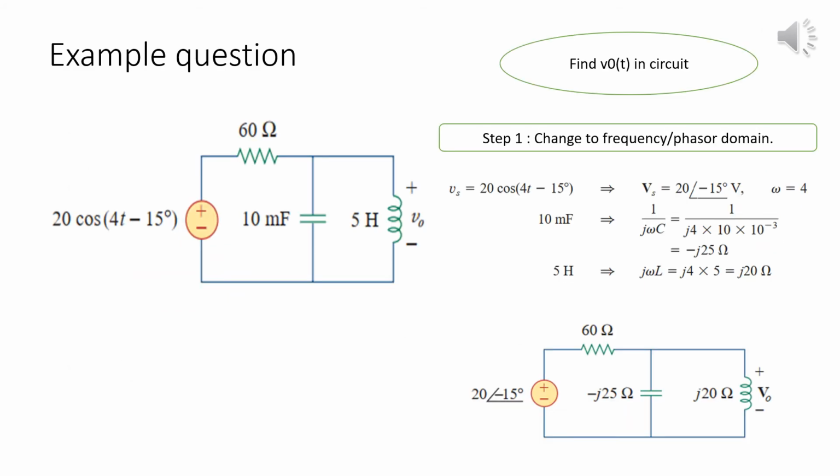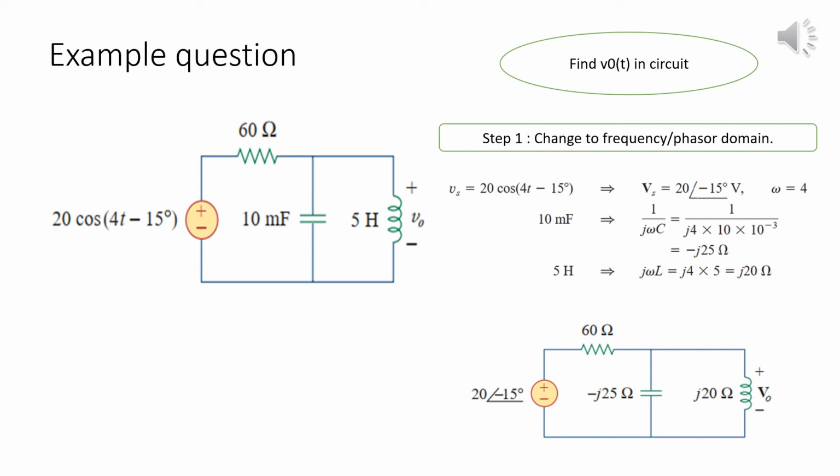This is an example question. Find v0(t) in the circuit. Step 1: change to the phasor domain. vs is 20 cos(4t minus 15 degrees). We can change it into the phasor domain. Vs is equal to 20 angle negative 15 degrees.